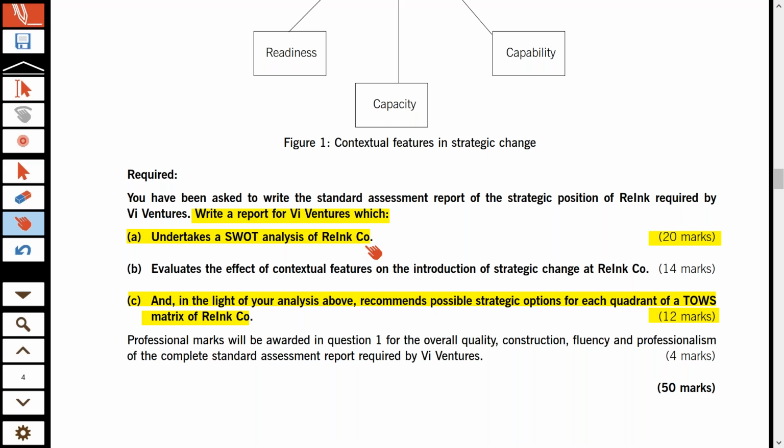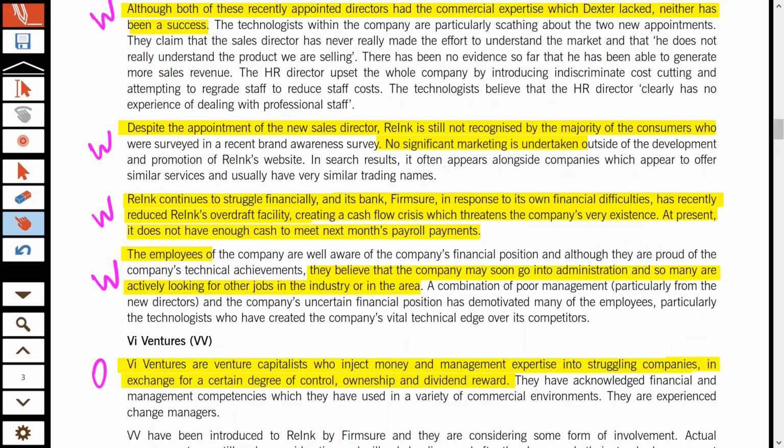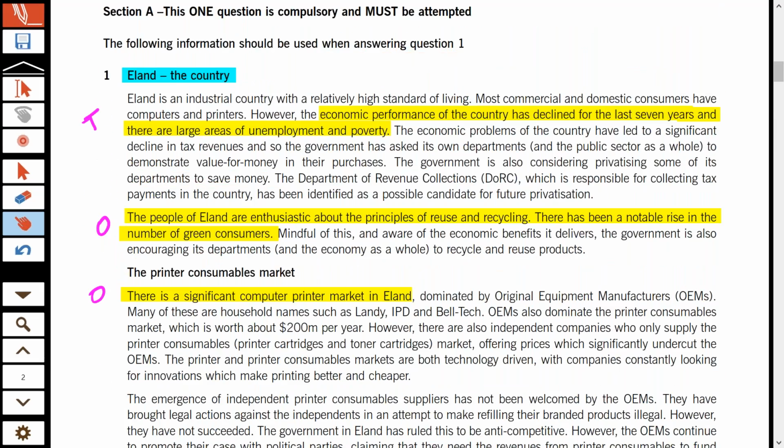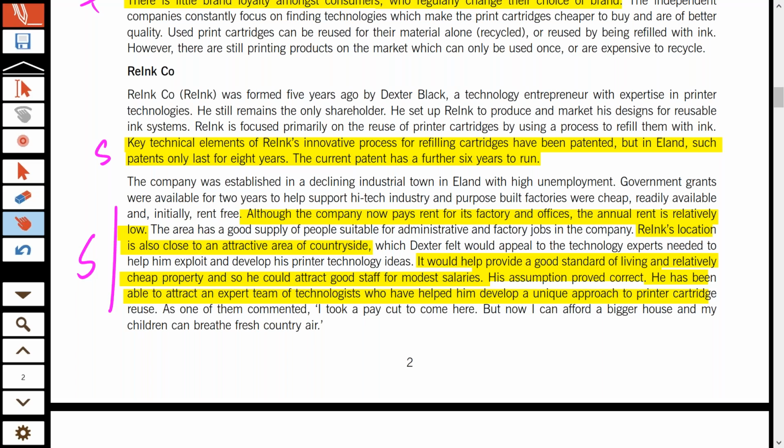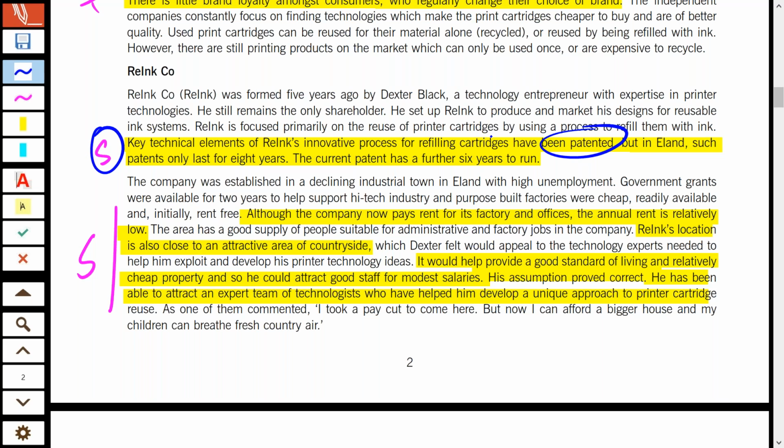So how will you draft your answer? You will just say following is the SWOT analysis of Re-Inc. This is how you will open your answer. Then you will give a heading, strength, and under strength you will go through your markings and look for strengths. Here you go. This one, patents. So patent is a strength. Okay, so that's one strength.